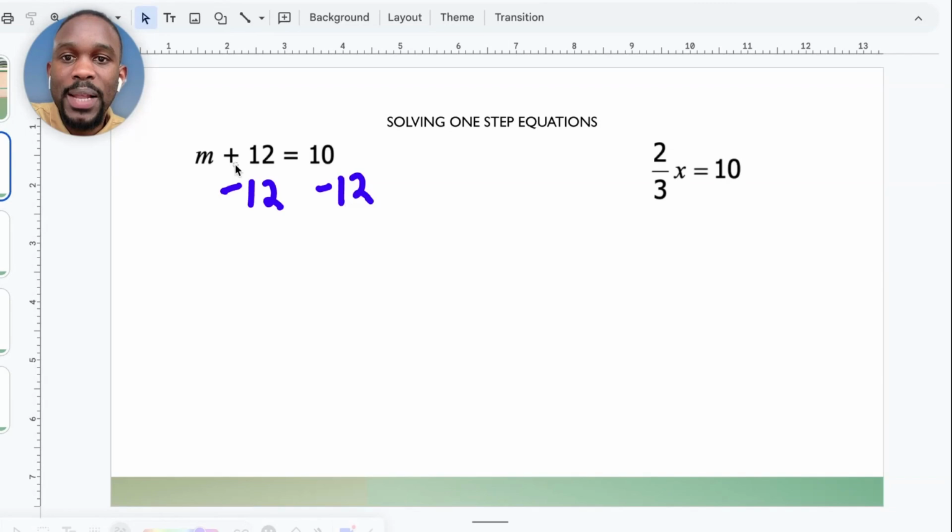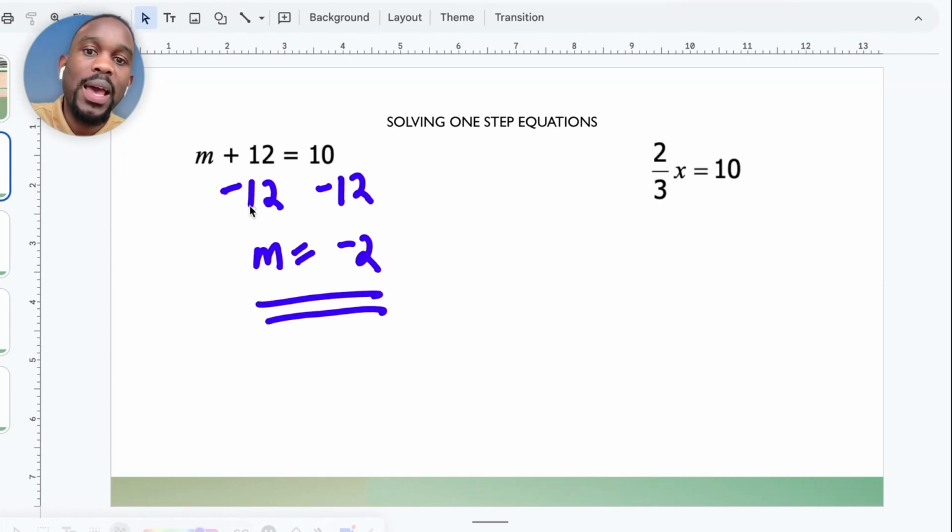So plus 12 minus 12 will give you 0. So this will cancel, and we'll be left with m being equal to 10 minus 12, giving you negative 2. So the value of m in this equation is negative 2.